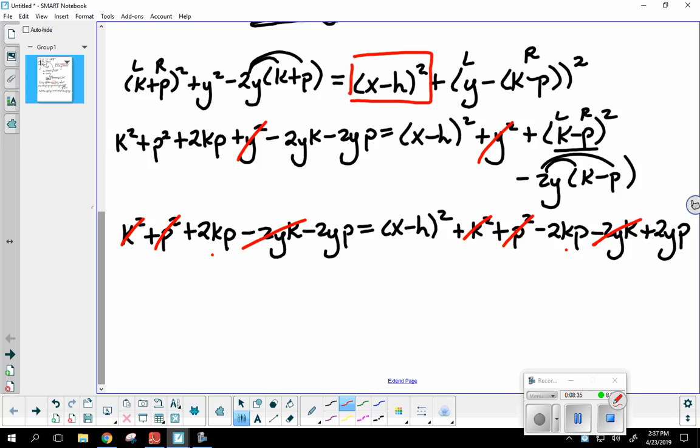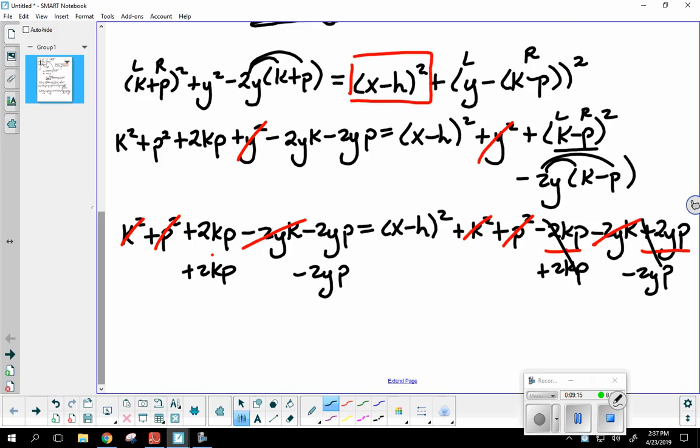Now you'll notice we have a 2kp on each side, but here this one's positive, this one's negative. So if I take one and move it to the other side, they will not become opposites. They are going to end up combining. So what I'm going to do is take these two terms right here, and I'm going to move them to the left. So I'm going to add 2kp to the left, and I'm going to subtract 2yp from the left as well. Okay, so maybe since I'm doing this on video, I'll go ahead and write out what I'm doing. Minus 2yp. So over here, I'm going to have plus 2kp, and here I'm going to have minus 2yp.